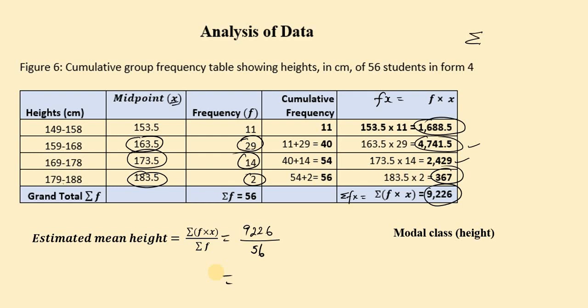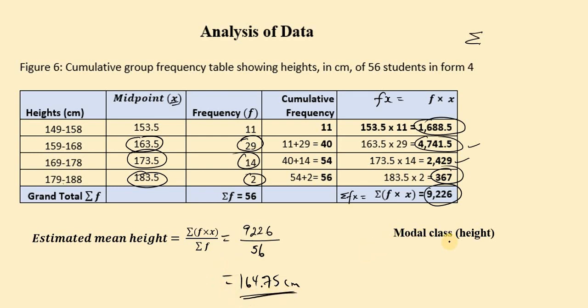So when we divide that, 9,226 divided by 56, we have 164.75. Of course, we're talking about centimeters. So this is the mean height, the average height of the students.